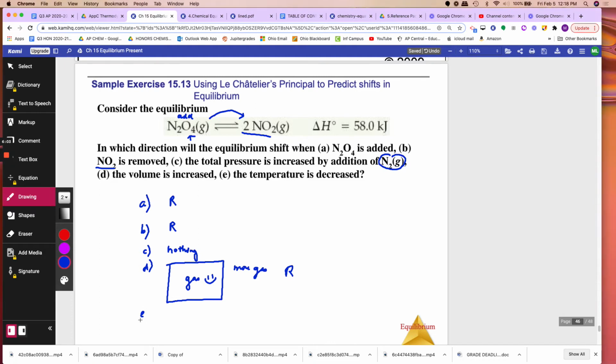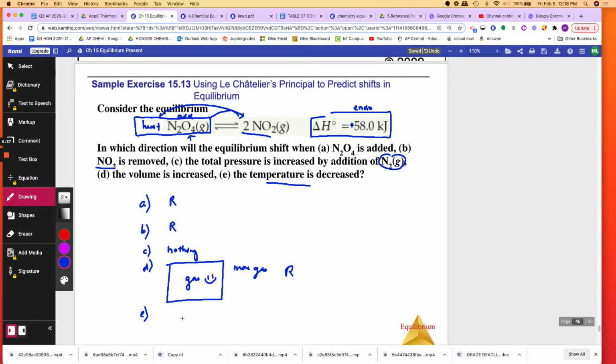Okay, and E, the temperature is decreased. Well, it's going to depend. Is this system endothermic or exothermic? Okay, you look at delta H. Delta H here is positive, which means it is endothermic, which means heat is on the reactant side. So these are the two reactants, heat and N2O4. So if you decrease the temperature, that means you take this away, you're going to go to the left to fill it back up. So it's going to go to the left.